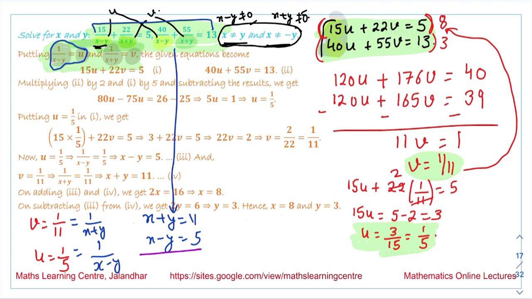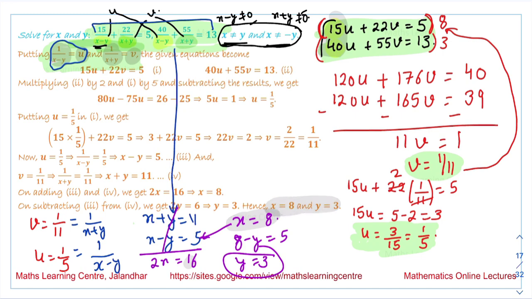Now to solve these equations, we add these two equations and the y terms get cancelled, and 2x is equal to 16. So the value of x we get is 8, and if we substitute this value of x in this equation, we get 8 minus y equal to 5. So y is equal to 3. So we have x equal to 8 and y equal to 3. This is the final solution of these simultaneous equations.